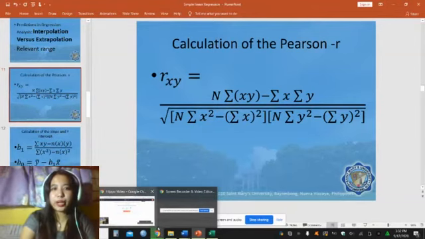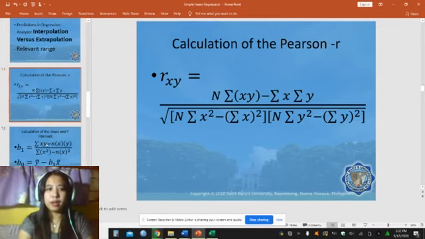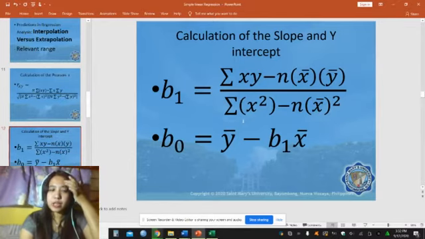Okay, so this is the continuation of the simple linear regression topic. But in this discussion, what we will consider now is the manual computation. In our computation last time, we considered the values generated using Microsoft Excel. We will still use Microsoft Excel so that it will be computed very fast, but we will use the formula for manual computation. So this is the formula to compute for r and the formula to compute for the slope and the intercept.